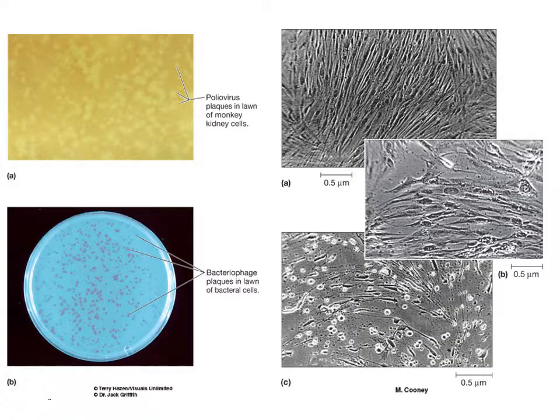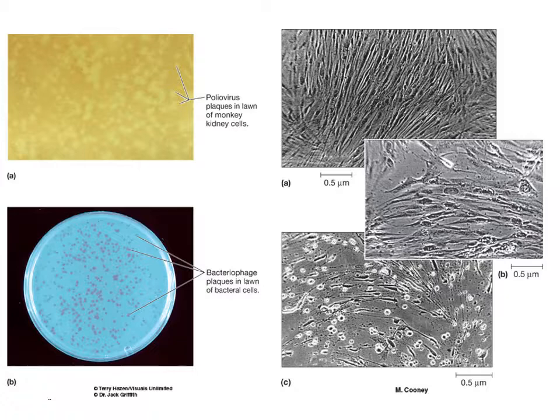In the photos in A and B to the left of screen, we can see a couple of examples of virus plaques. In A, we can see some clear plaques caused by cell lysis due to poliovirus infection. And the animal cells that are being used here are monkey kidney cells. In B, we can see the effect of bacteriophage infection in bacterial cells, and the plaques in this case have been made visible by staining with a red dye such as neutral red.